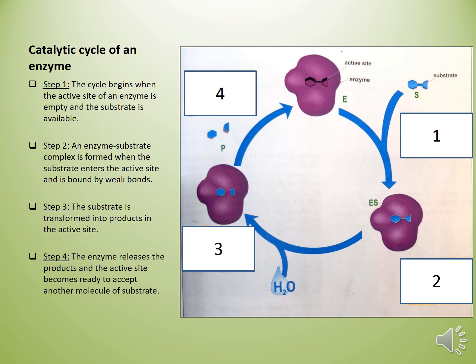The following document summarizes the catalytic cycle of an enzyme. In the first step, the cycle begins when the active site of an enzyme is empty and the substrate is available. In the second step, an enzyme-substrate complex is formed when the substrate enters the active site and is bound by weak bonds. In the third step, the substrate is transformed into products in the active site. And finally, in the last step, the enzyme releases the products and the active site becomes ready to accept another molecule of substrate.